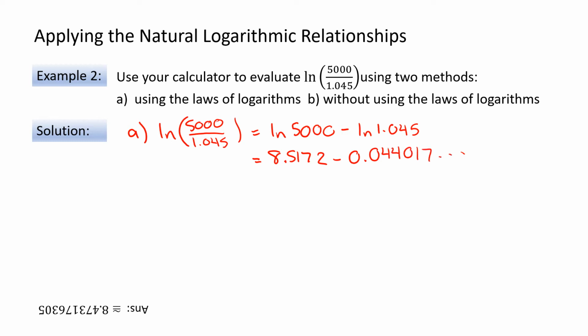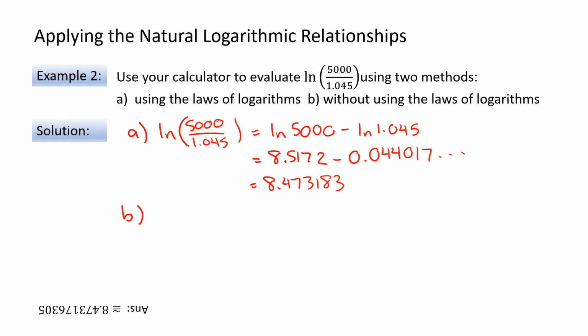Okay, so I rounded. So if you subtract these from each other, you get 8.5172 minus 0.044017. Again, this is rounding. And I get 8.473183. Okay, so you'll see a little bit different when we get into the later portion of the decimal, and that's okay. That's because of rounding, right?